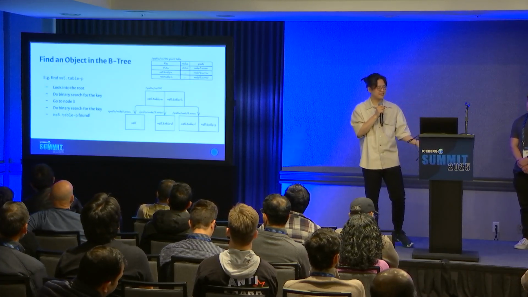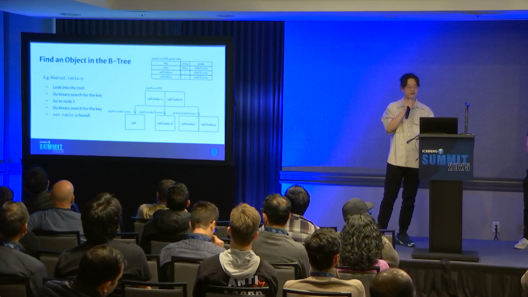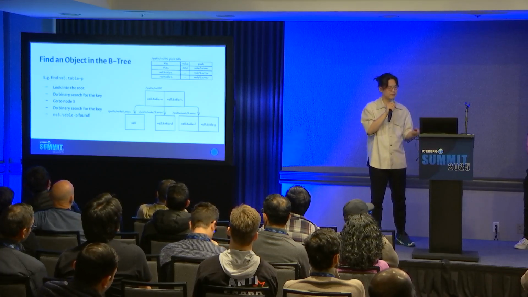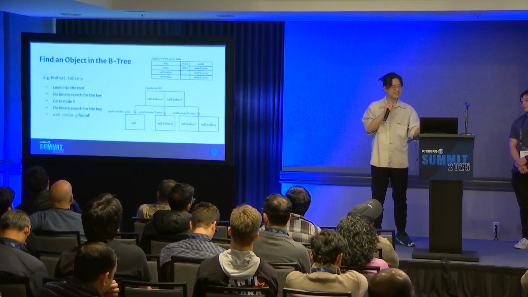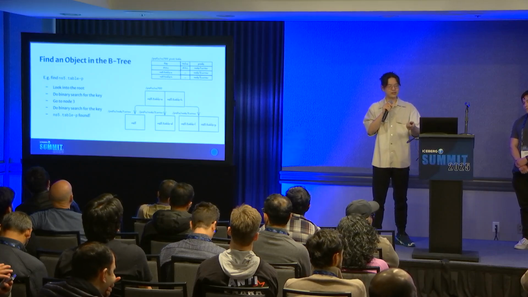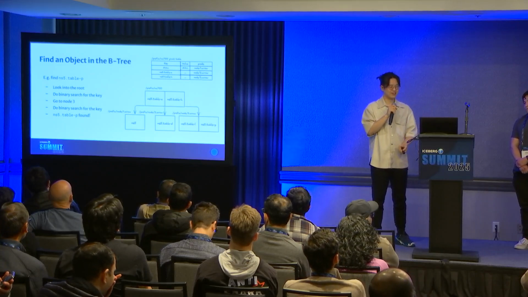And after you determine the latest version of the catalog, you will find the object in a B tree. That's a very standard B tree process. You go to the root node, you do a binary search of the key, you go to the child node, and continue until you find the value.